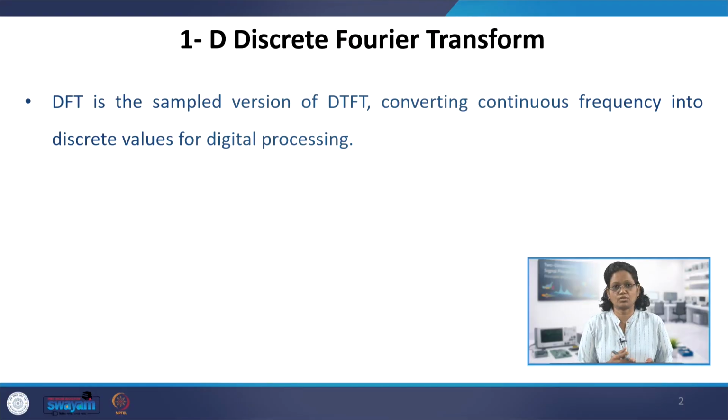So coming to the 1D DFT, we know that it is going to be a sampled version of the DTFT, the discrete time Fourier transform. We are talking about 1D, so time is not dropped; it is DTFT here. The DTFT has a continuous omega, and the DFT would be the sampled version of this DTFT. So the continuous frequency is converted into discrete values in the DFT.